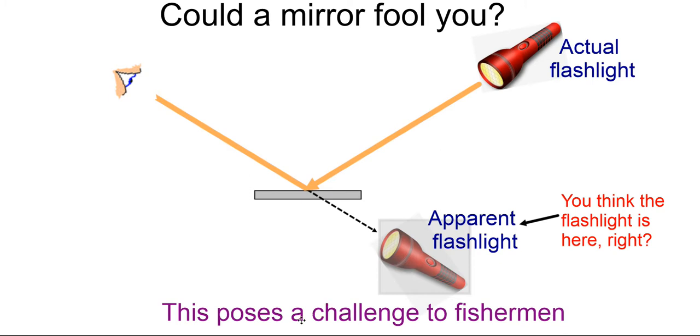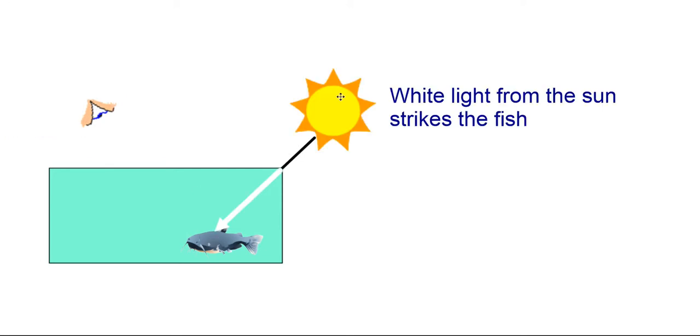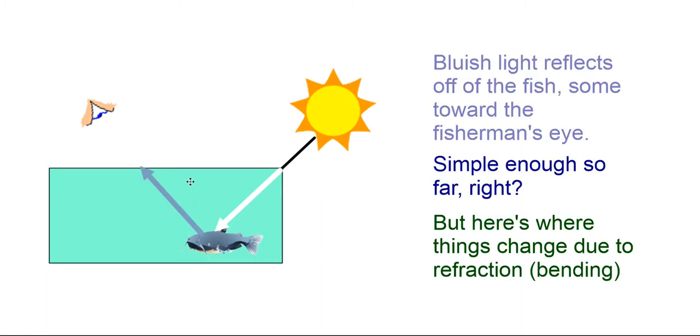Now, this poses a challenge to fishermen who are sight fishing in shallow water. And here's an example why. Let's walk through it. Here's a fisherman's eye looking at that fish in the shallow water. All right. What happens is the sun's light comes down and it hits this thing, and some of it reflects. Some of it, not all of it. It reflects in many directions, but the part you see, you think, is going to come right toward your eye. That's the part that you're probably going to see, right?